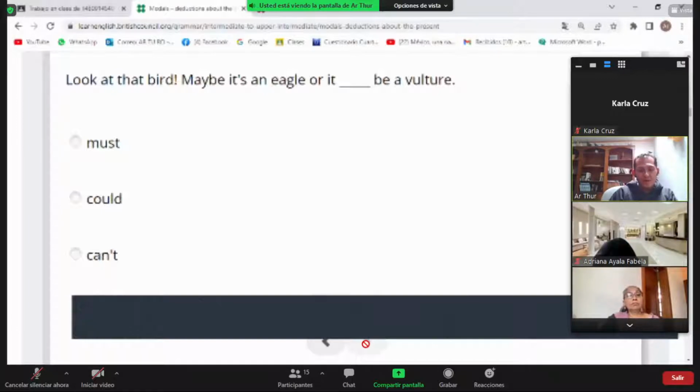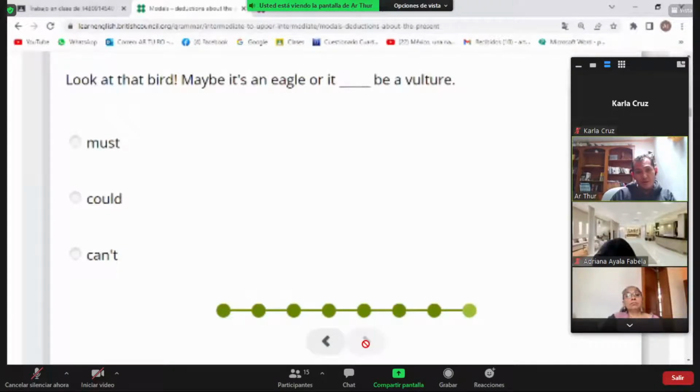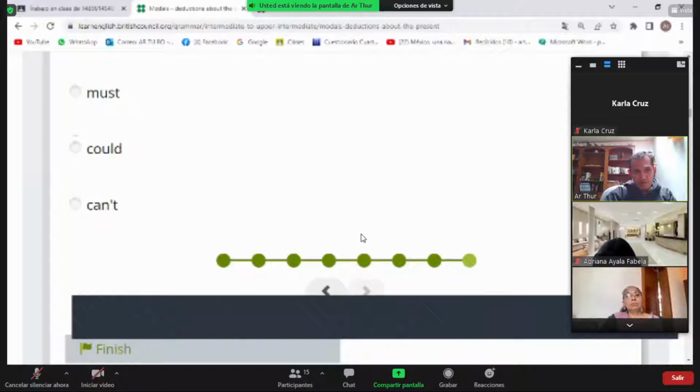Look at that bird. Maybe it isn't an eagle or it must be a vulture. Look at that bird. Maybe it's an eagle or it could be a vulture. Look at that bird. Maybe it's an eagle or it can't be a vulture. Could.